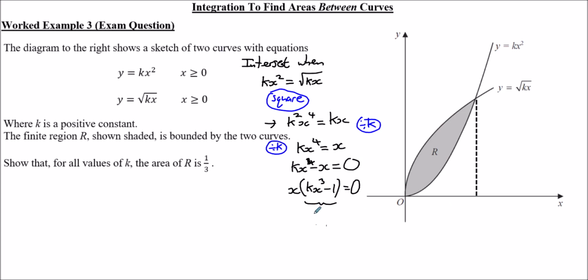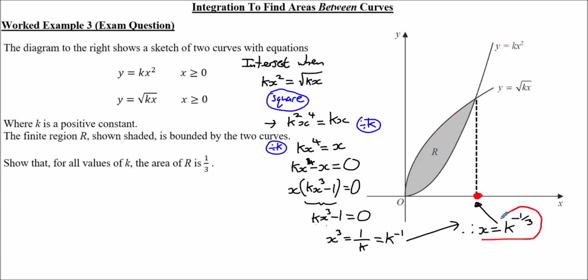So at this point here, that's when kx cubed minus 1 equals 0. So therefore, x cubed equals 1 over k, which equals k to the minus 1. So therefore, at this point here, x is going to be the cube root of k to the minus 1. And the cube root of k to the minus 1 is going to be k to the minus 1/3. So at this point, x is going to be equal to k to the negative 1/3.